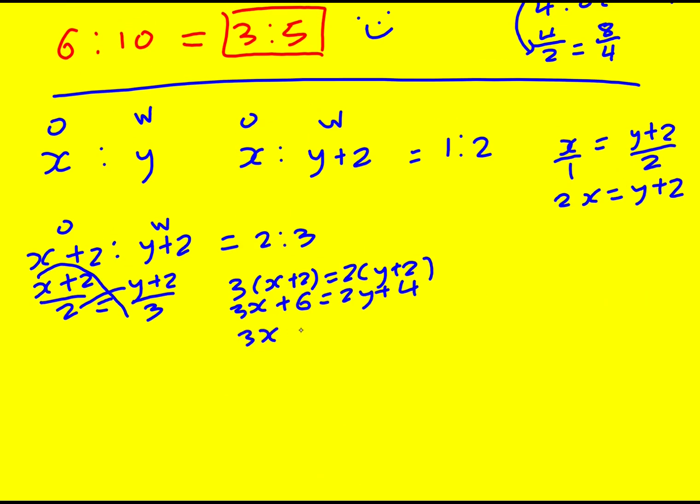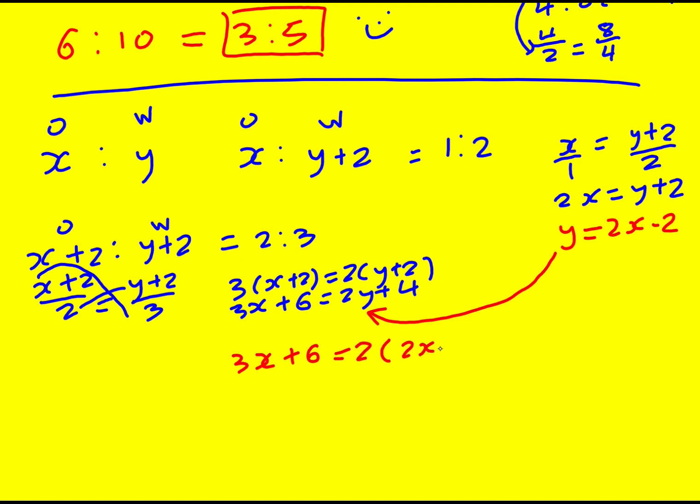3x minus. But you know what? I'll just leave it like that for the moment. I think I'm going to solve this by substitution because I can write that y is equal to 2x minus 2, and I can substitute this into here because they're the same thing. So 3x plus 6 equals 2 lots of 2x minus 2 plus 4. 4x minus 4 plus 4.